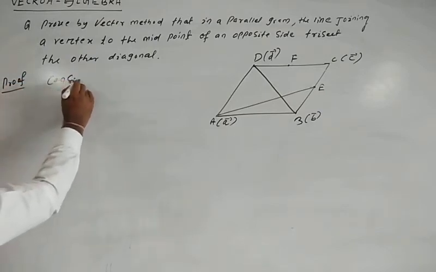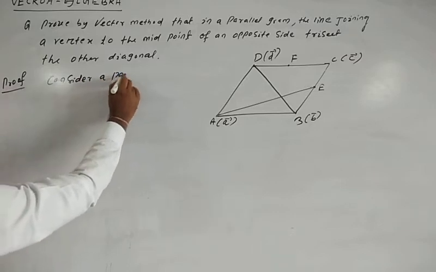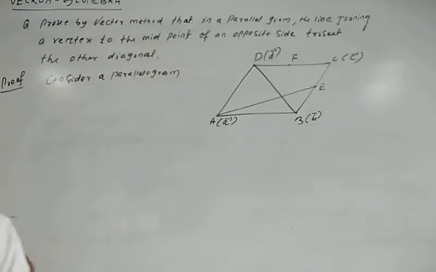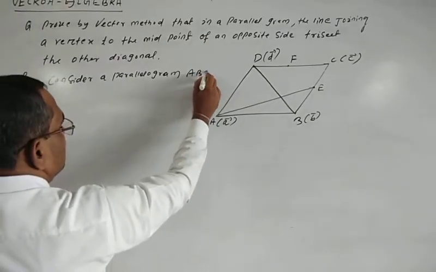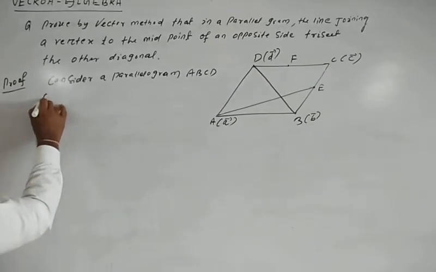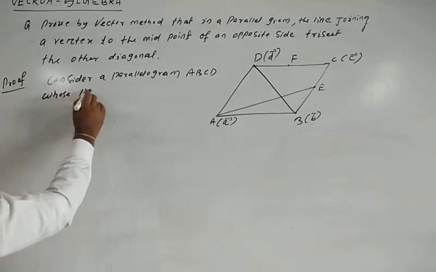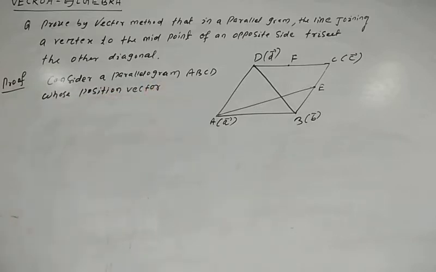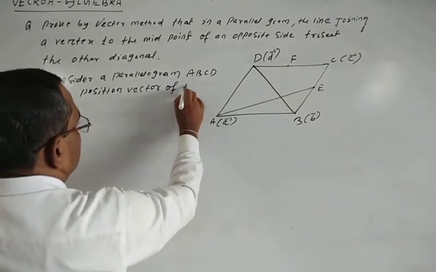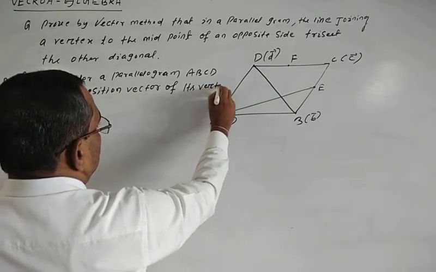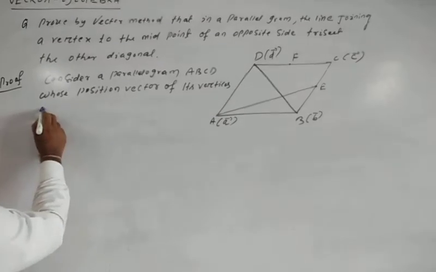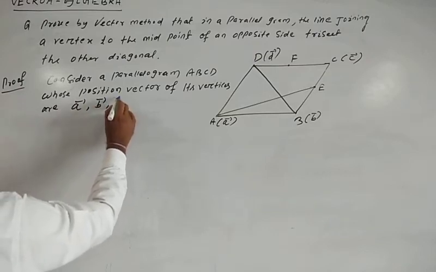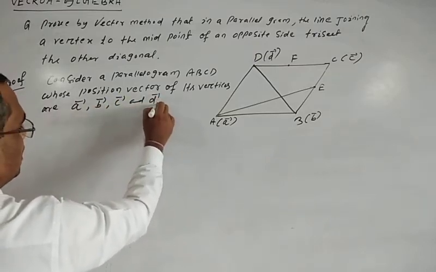Consider a parallelogram ABCD whose position vectors of its vertices are A vector, B vector, C vector and D vector respectively.